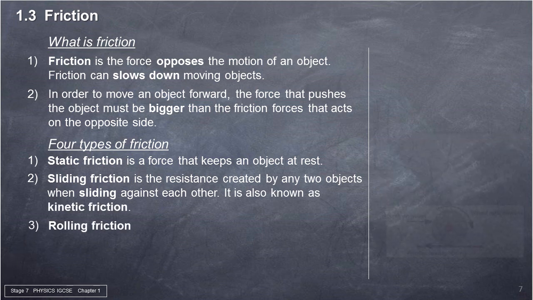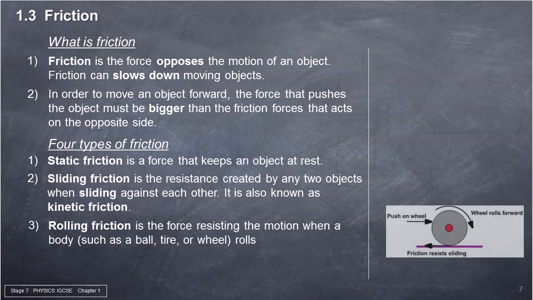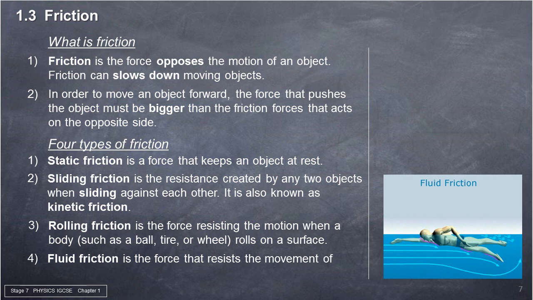3. Rolling friction is the force resisting the motion when a body, such as a ball, tire, or wheel, rolls on a surface. 4. Fluid friction is the force that resists the movement of a solid object through a fluid, for example liquid or gas.